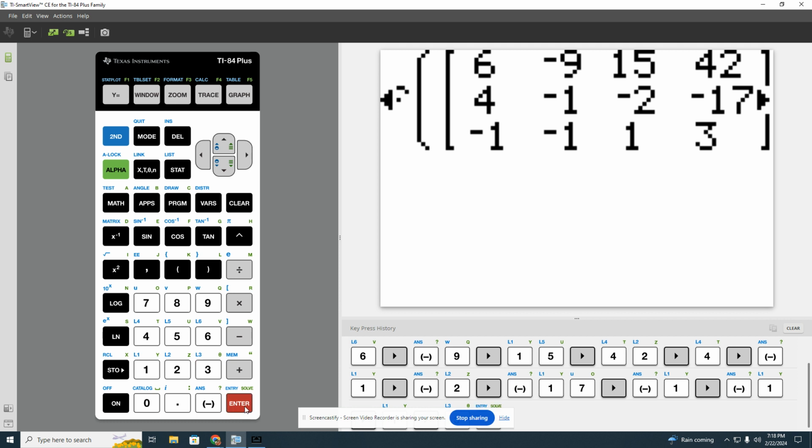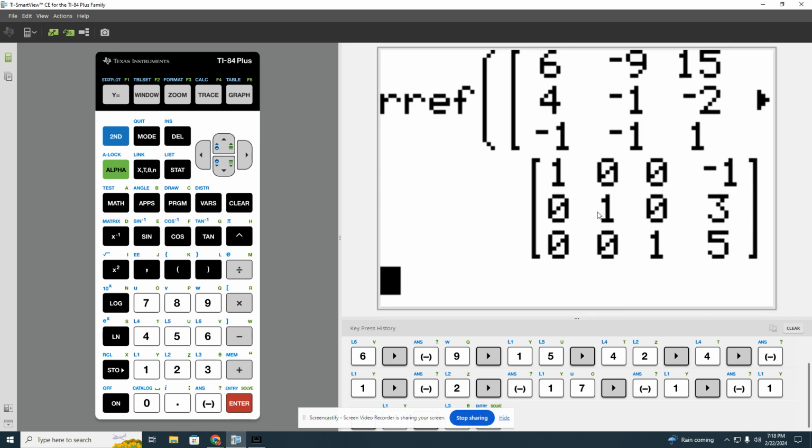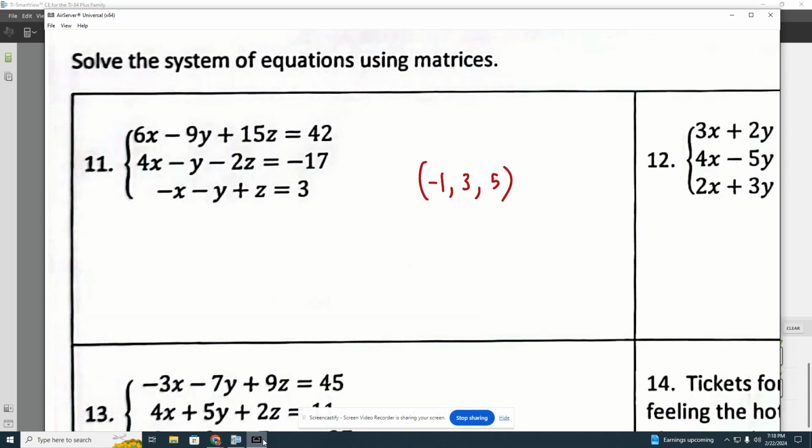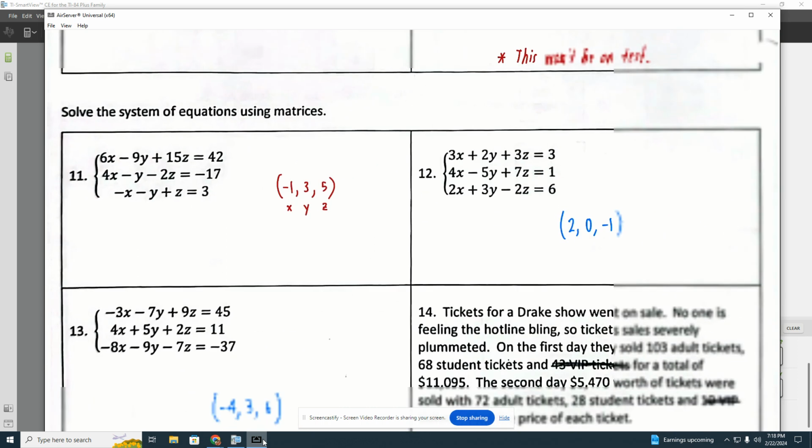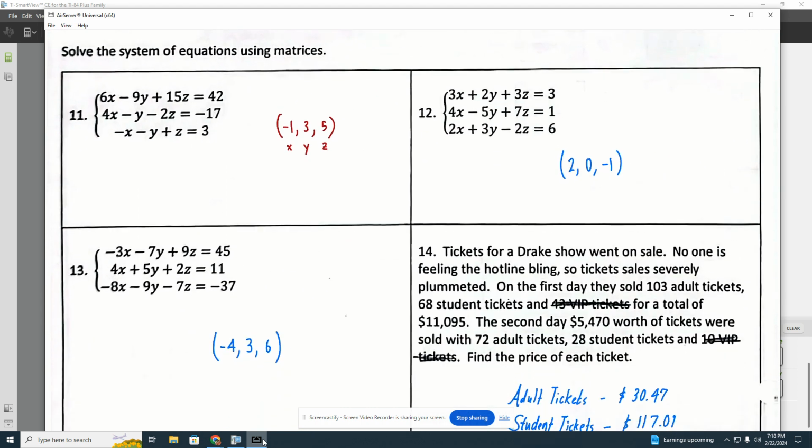Please don't forget that. Now, when I push enter, notice my 1's diagonally. So my answers are -1, 3, and 5. -1, 3, and 5. Now, one more time, let me go back through this. This would be your x, this would be your y, this would be your z. All right, so there's number 12 and 13.